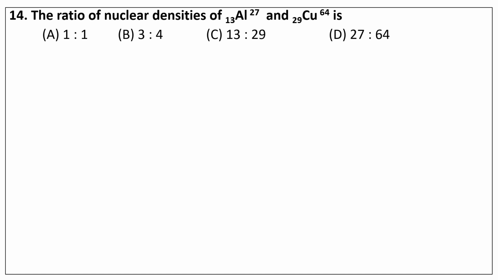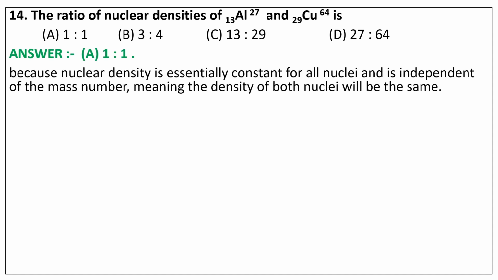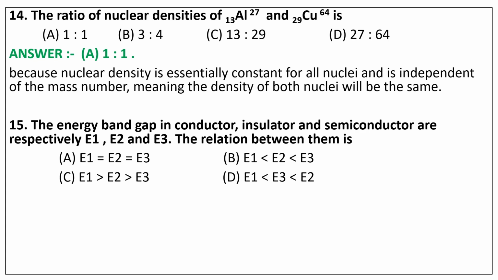14. The ratio of nuclear densities of 13Al27 and 29Cu64 is A. 1:1, B. 3:4, C. 13:29, D. 27:64. Answer. A. 1:1. Because nuclear density is essentially constant for all nuclei and is independent of the mass number, meaning the density of both nuclei will be the same.